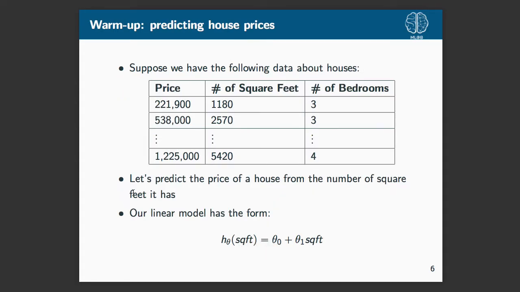As a little warm-up, suppose I have the following data of house prices. I have the prices of homes, the number of square feet in each home, and the number of bedrooms, and I want to predict the price of a house from the number of square feet it has. So the linear model has the form like this. The function takes in as input the square feet and outputs an estimated price. Currently the function is a function of the square footage of a house, and it's a simple linear function with slope theta 1 and intercept theta naught. That's our first linear model. We did it. We can all go home.